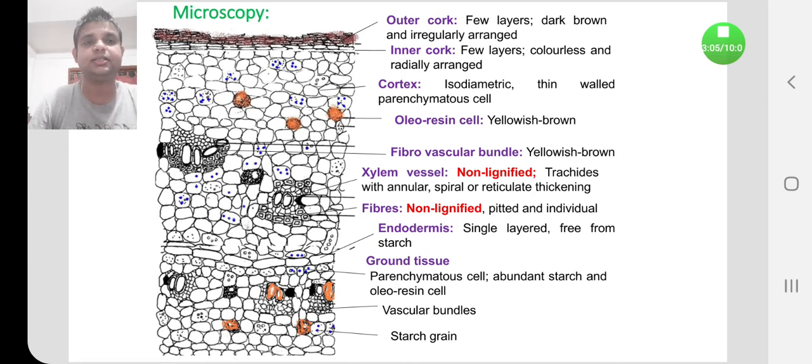The cortex region consists of isodiametric thin-walled parenchyma cells. So these types of isodiametric cells prevail in the cortex region. One important character you will find here is the oleoresin cell, which is yellowish brown in color. Due to the presence of oleoresin, ginger has its characteristic aroma and pungent taste. Next is the fibrovascular bundle, that one is yellowish brown in color.